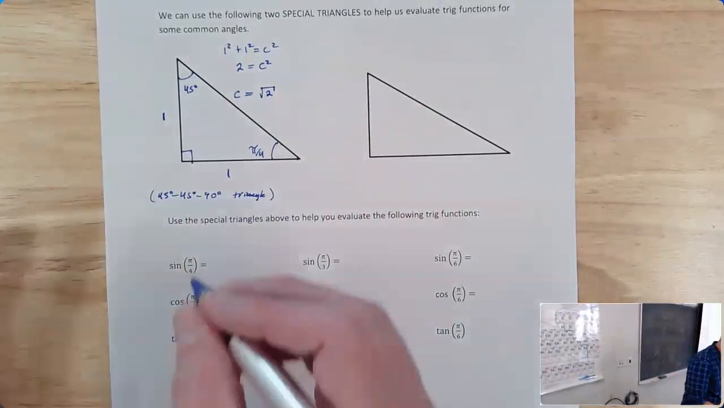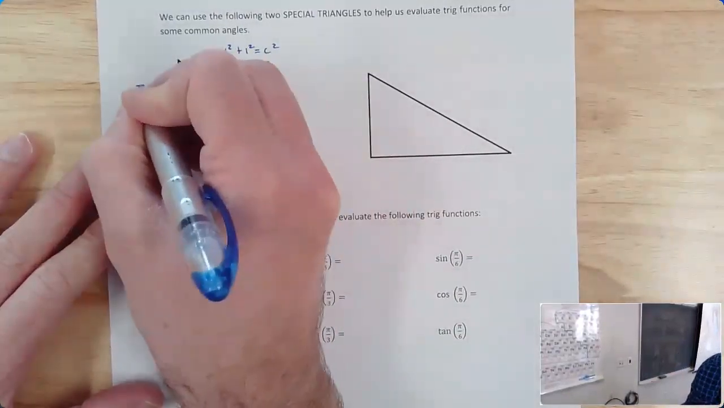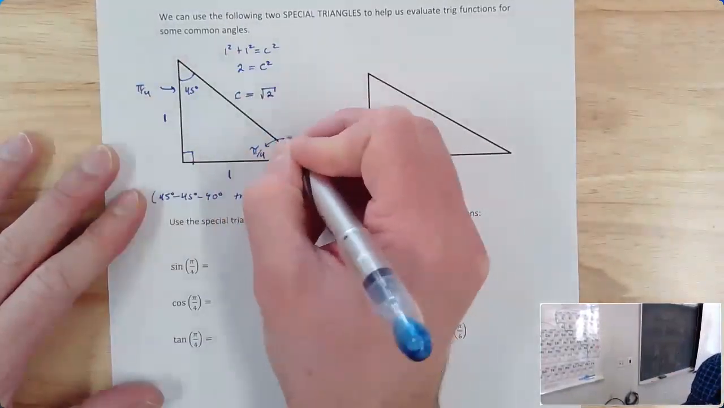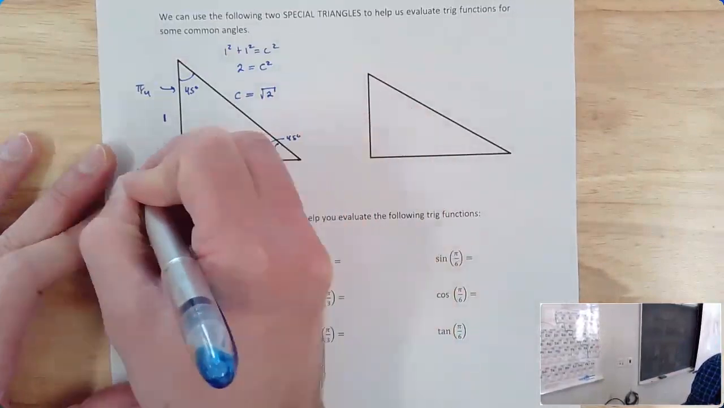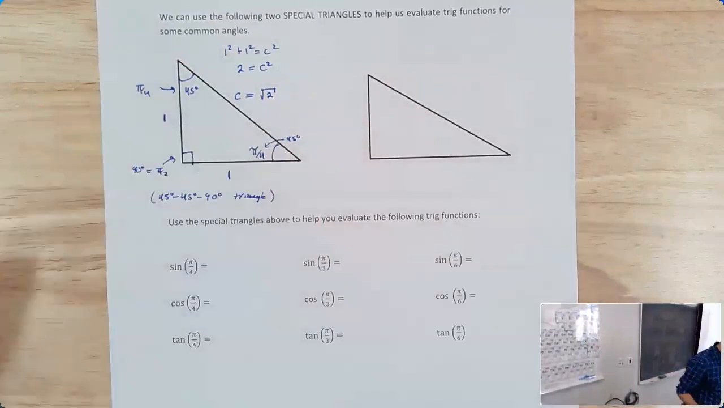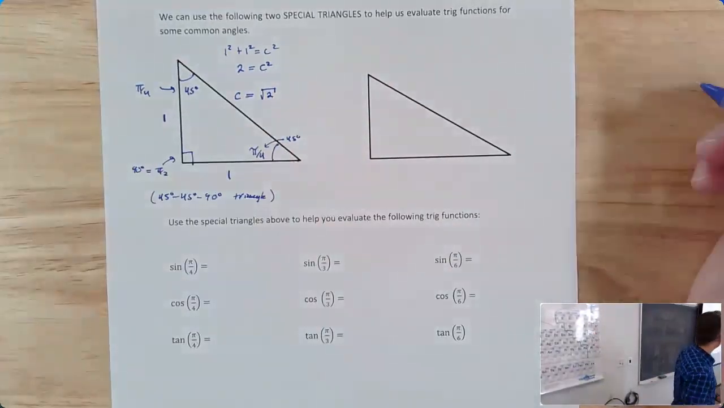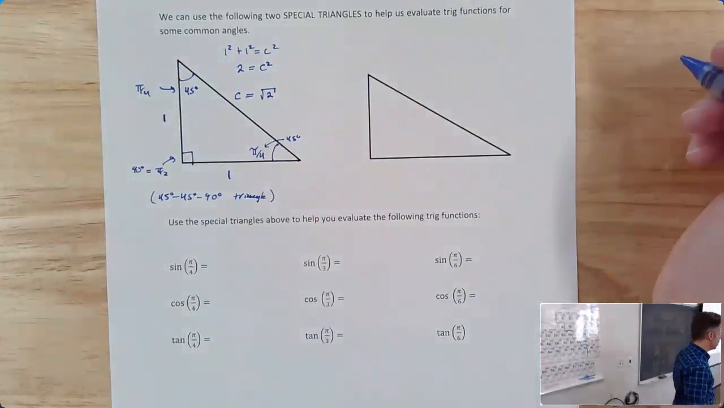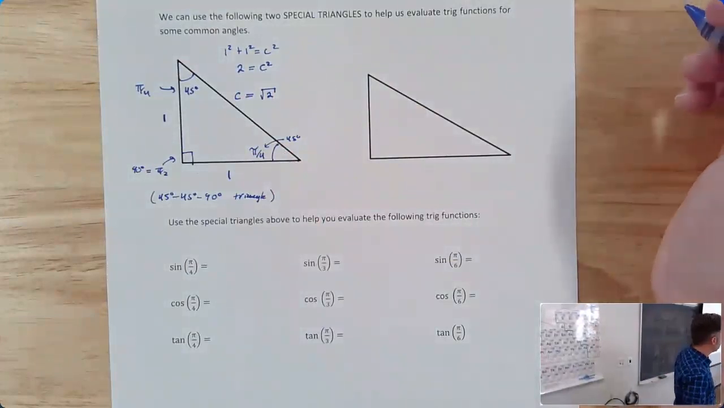Those are the angles, right? That angle there is also pi over 4. That angle there is also 45 degrees. That angle there is 90 degrees, which is pi over 2 radians. But we can use this special triangle to find sine, cosine, and tangent of pi over 4 radians.